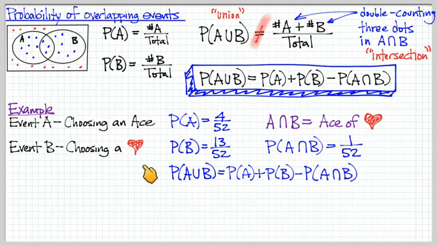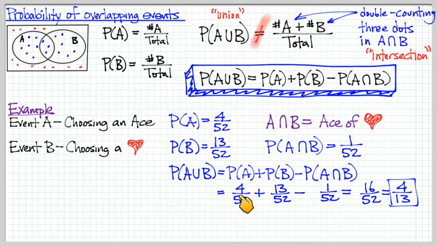So if we want to consider the union, what is the probability of choosing an ace or choosing a heart? That's what the union would be. Well, we can add up the two probabilities, 4 over 52 plus 13 over 52, but then we need to subtract out this overcounting situation. So we add and then we subtract away the overcounting, and we get 16 over 52, which can reduce down to 4/13.